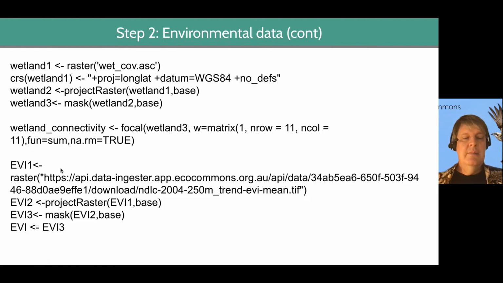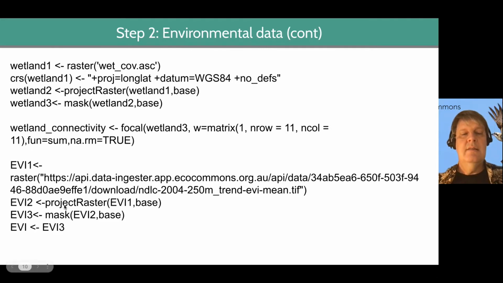And then here we demonstrate that you can download data directly from online. So you can do this in EcoCommons. When you go to the environmental data and you're looking through it, if you click on view the details, there'll be a web address where you can download that data, and you can simply go EVI and then call raster and type in that web address, and it will upload the data from the web into your local environment. So that's a handy trick.